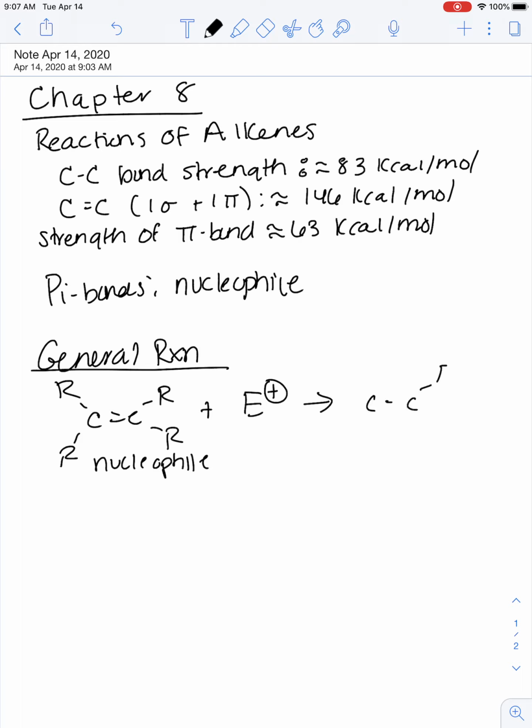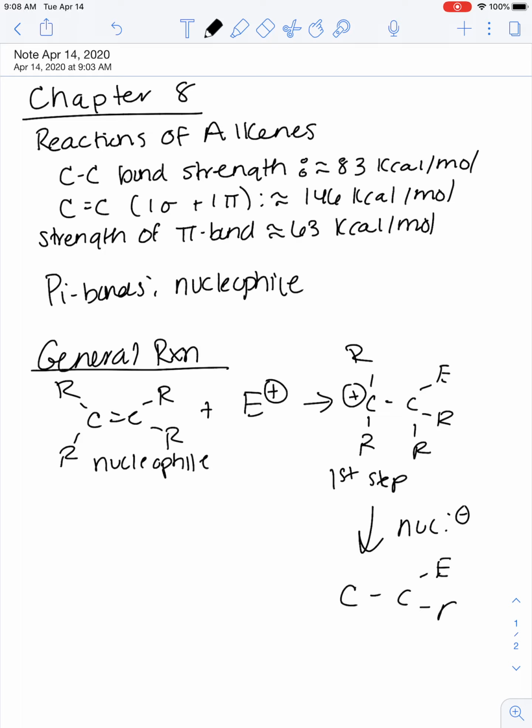So we would have something like this. So again, first step, like an SN1 reaction, and then what happens is our nucleophile is going to attack that carbocation. So we would have the addition of our nucleophile. So in the product, both the electrophile and the nucleophile are going to be bonded to the carbon atoms that were connected to that double bond.